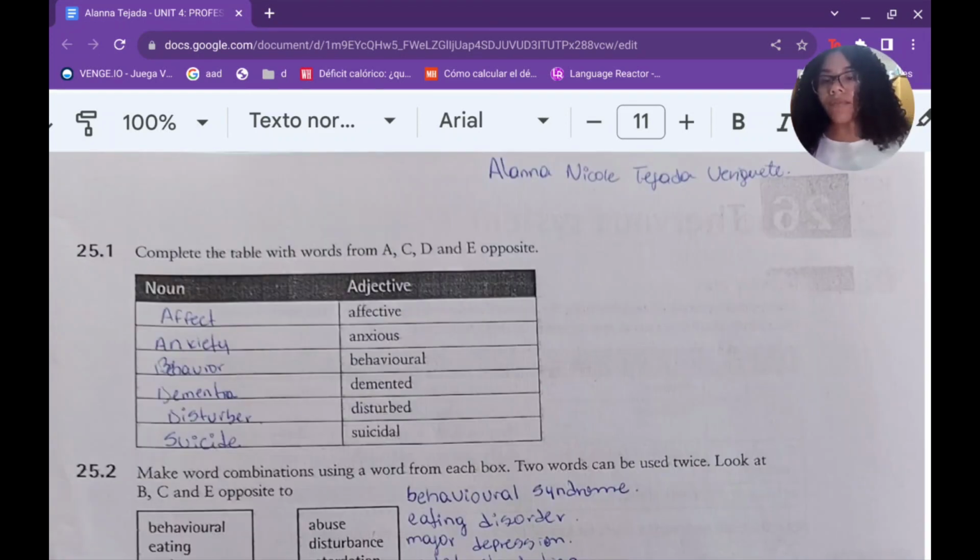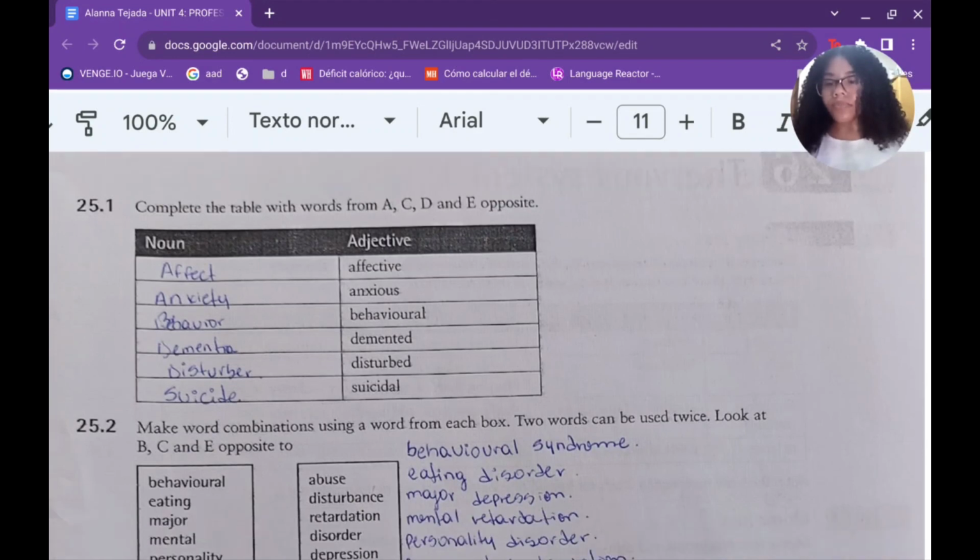25.1. Complete the table with words A, C, D, and E opposite. Noun, adjective. Affect, affective. Anxiety, anxious. Behavior, behavioral. Dementia, demented. Disturbance, disturbed. Suicide, suicidal.